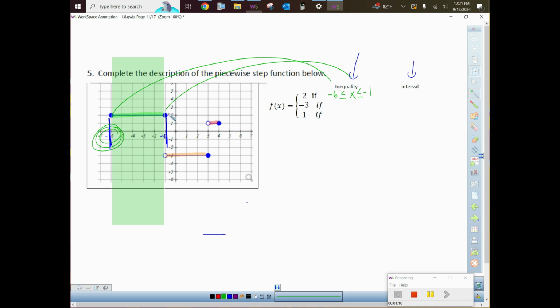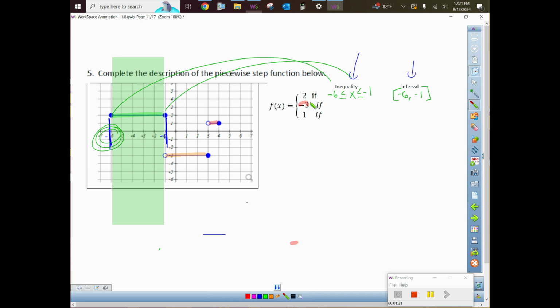As an interval, you just read it from left to right. It goes from -6 to -1, and both get square brackets because they're included. Otherwise, we put parentheses. So read the question: do they want it as an inequality or as an interval? But that's just one piece right there.